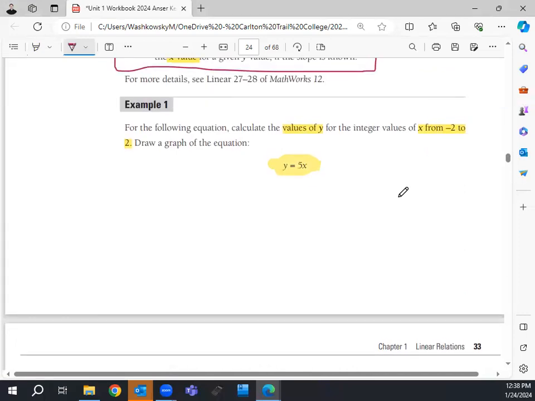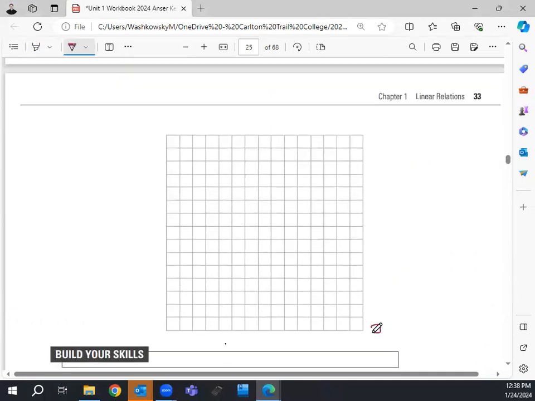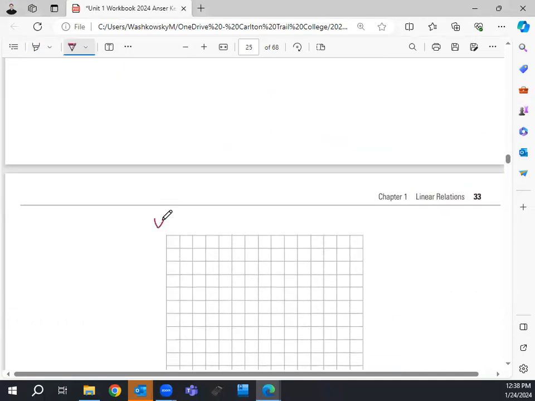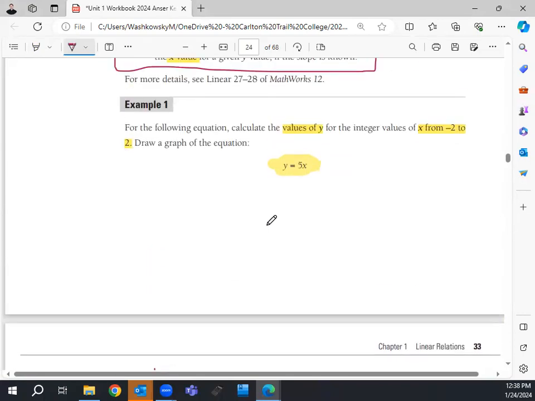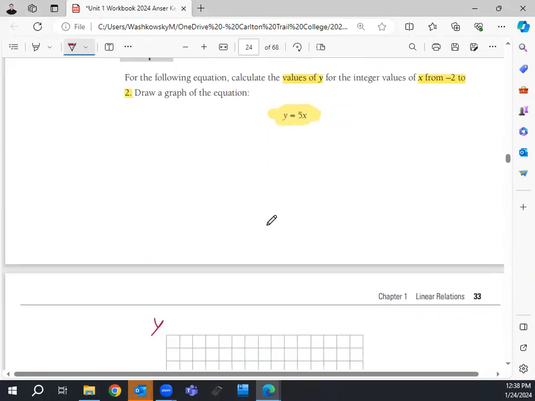Now, how do I draw a graph? What's the first thing I probably need? Label. I need to label it. So this is my x and this is my y down here. But now what do I do? I need a table, right? To draw a graph, I need data points. So what am I going to do? I'm going to make a t-chart or a table of values. So I'm going to quickly make a t-chart up here. I'm going to put my x. I'm going to put my y.